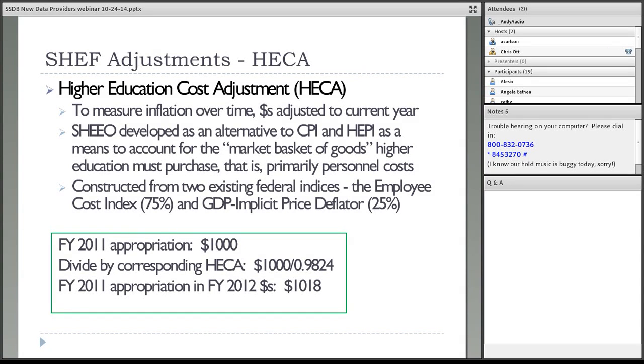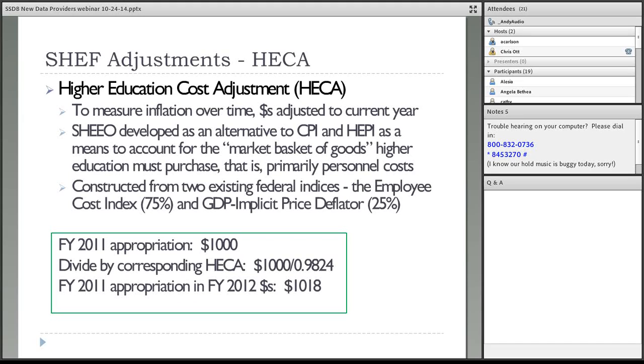We call that HECA, and that's the Higher Education Cost Adjustment. And we created this measure using 2 other existing federal indices, the Employee Cost Index and the Gross Domestic Product Implicit Price Deflator. So the thinking was we wanted to develop an alternative to the Consumer Price Index and also to HEPI, which was the Higher Education Price Index, which still exists, but doesn't get used that often anymore.